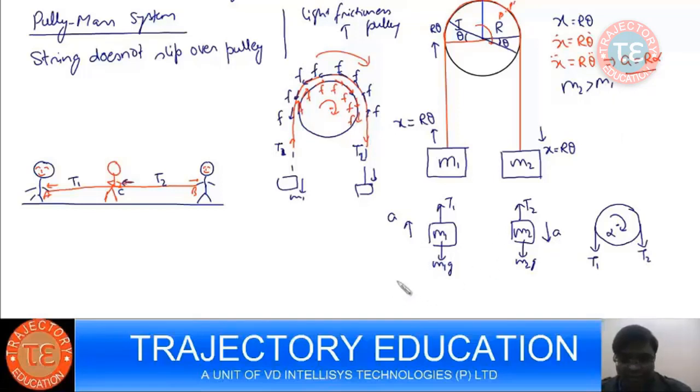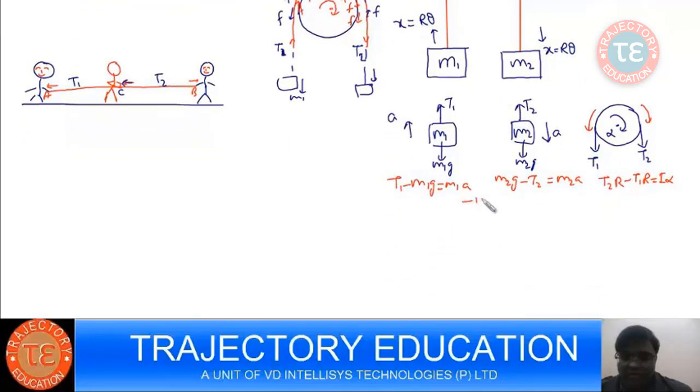If I apply Newton's second law, this is T1 minus M1G equals M1A. This is M2G minus T2 equals M2A, and the torque developed by T2 is T2 into R on this side, and torque developed by T1 is on this side, so it is T1 into R, and that's I alpha. So this is 1, this is 2, and this is 3. This third equation can be written with alpha as A by R, and R will come from this side, so it will be I A by R square. This is third, and what you can do is you add 1, 2 and 3.